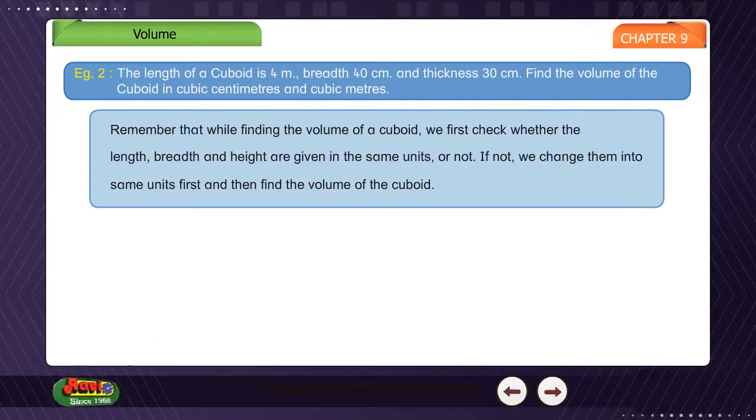Remember that while finding the volume of a cuboid, we first check whether the length, breadth and height are given in the same units or not. If not, we change them into the same units first and then find the volume of the cuboid.